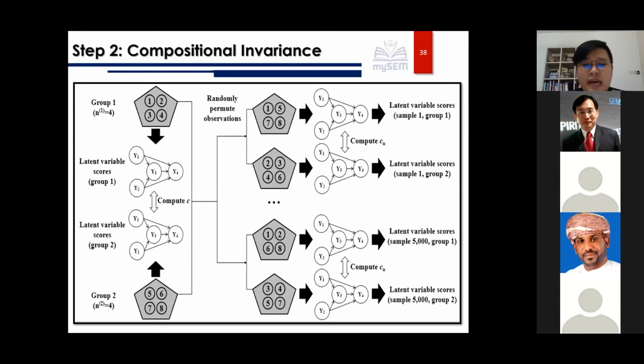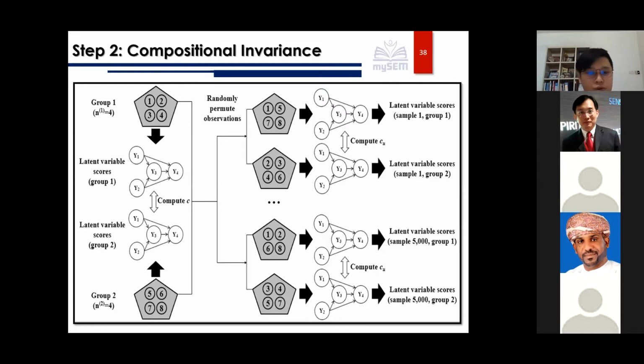The permutation test of this compositional invariance is somewhat like this in this slide, where you have group 1 of people, respondents 1, 2, 3, and 4 on your left-hand side at the top, and at the bottom you have group 2, which is respondents 5, 6, 7, 8. For each of group 1 and group 2, you have the same model, but they will run with different observations, different respondents.